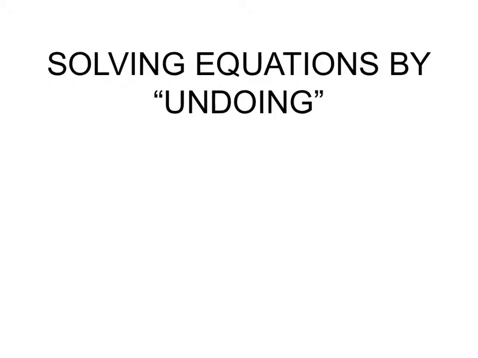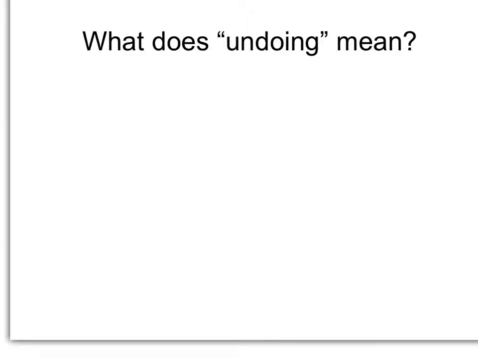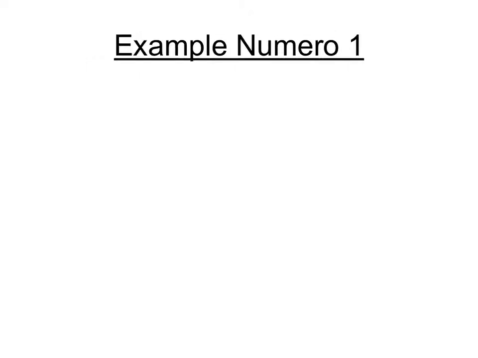Solving equations by undoing. Undoing is a method of solving equations by using inverse operations. We will now learn by the method of several examples.